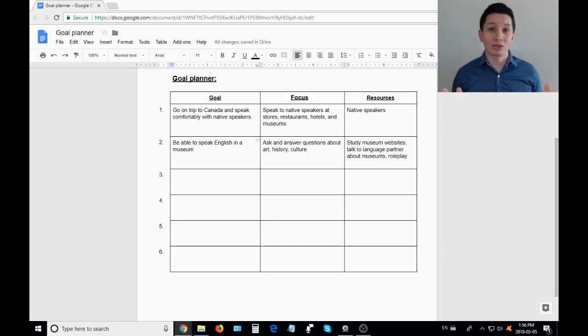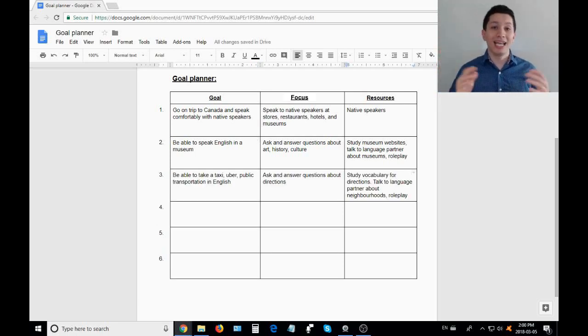And to study for this goal, I could study the museum's websites, talk to my language partner about museums, or even perform a role play with my language partner, where I imagine that I'm in a museum, either as a tourist or a tour guide. Now again, if I go one step back from the museum, how am I even going to get to the museum if I don't even know how to ask how to get there?